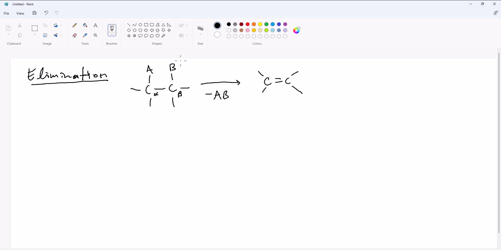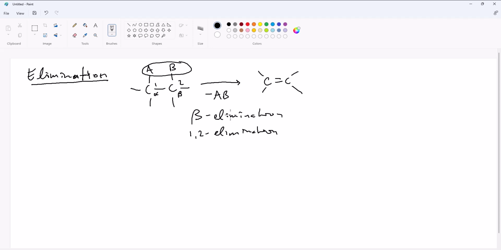Since we are losing AB together, where A is the alpha and B is the beta, this is sometimes called a beta elimination. Or since they are 1-2 to one another, 1-2 positions, this is sometimes called a 1-2 elimination. So beta elimination, 1-2 elimination, elimination reactions, all of these are going to be turning a disubstituted alkane into an alkene.